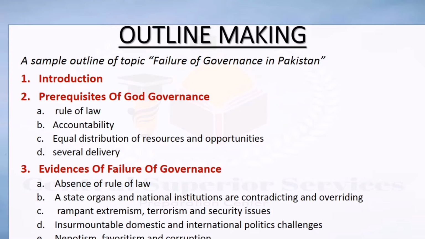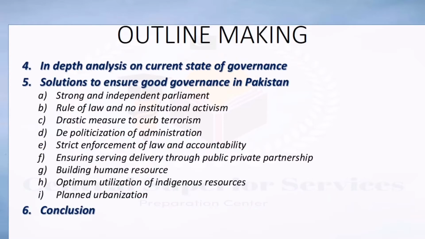Then describing the mounting domestic and international political challenges. Nepotism, favoritism and corruption have become inherent features of institutions, consistently deploring economic conditions and rising unemployment, poverty and inflation, rupturing social infrastructure, degrading social institutions and widespread social unrest. Then make an in-depth analysis on the current state of governance.